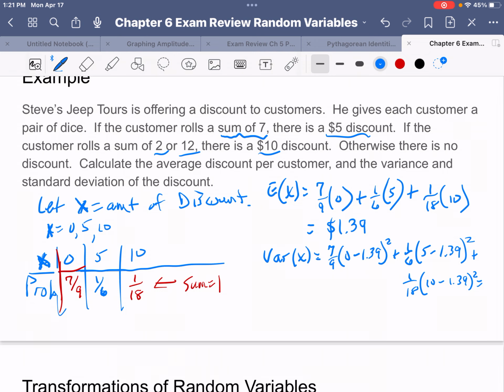Okay, I see 7.793 is the variance. So the standard deviation is simply equal to the square root of 7.793. And so then, doing that on my calculator, I get a standard deviation of $2.79. So make sure you can do that. I think you've seen a problem or two similar to that on the 2012 exam.